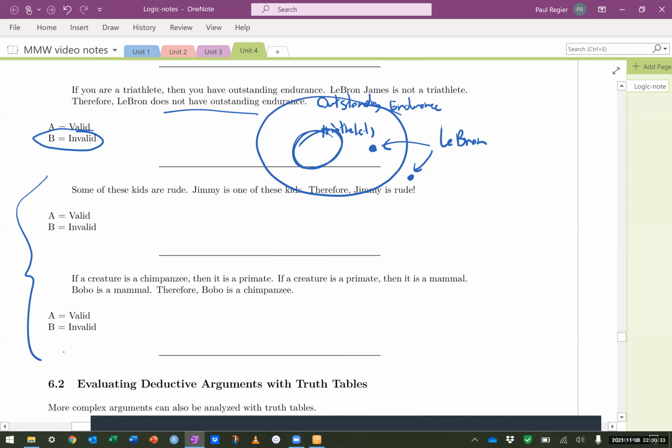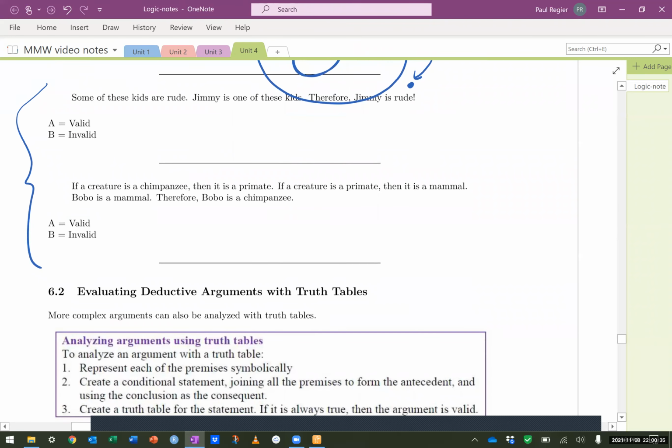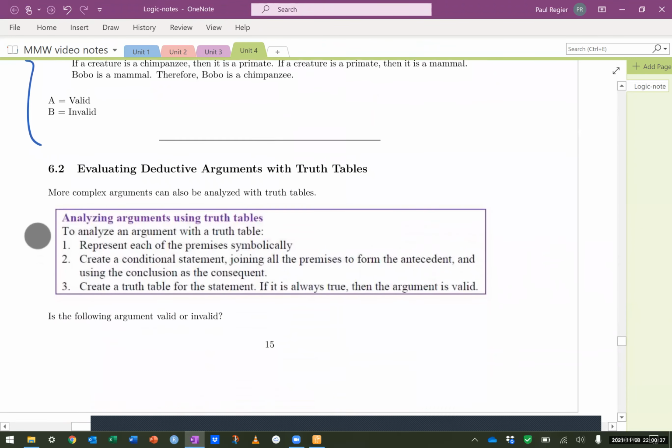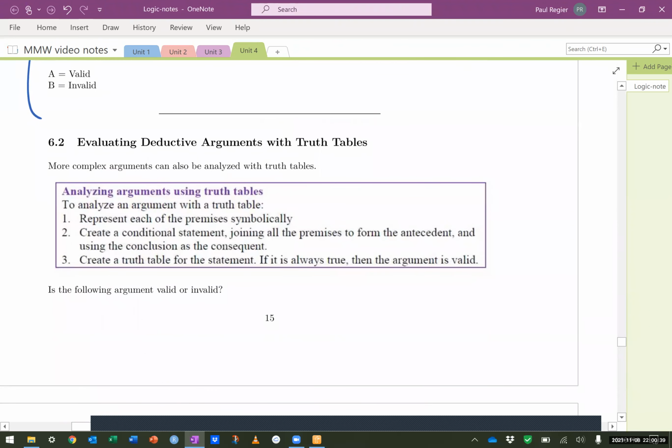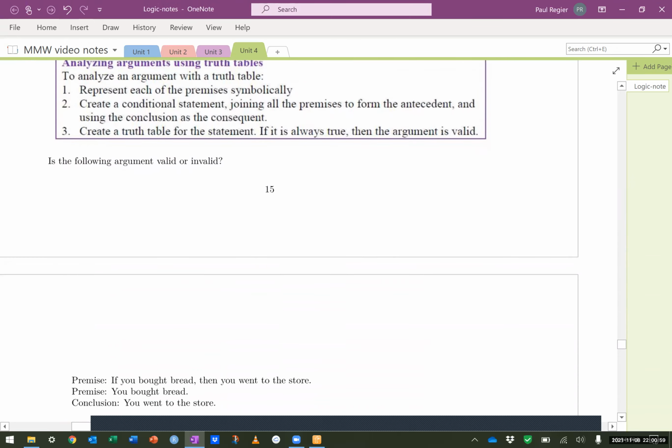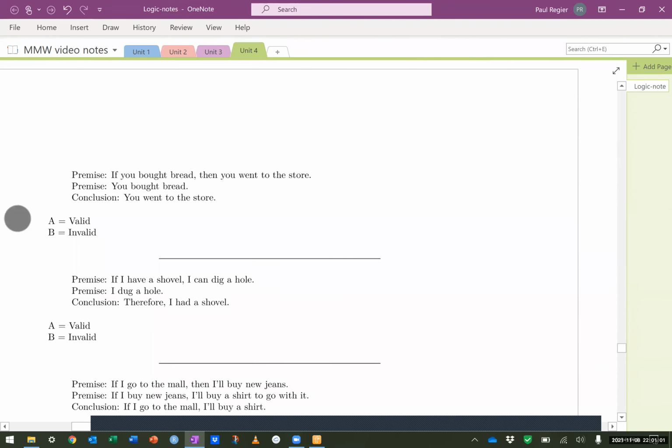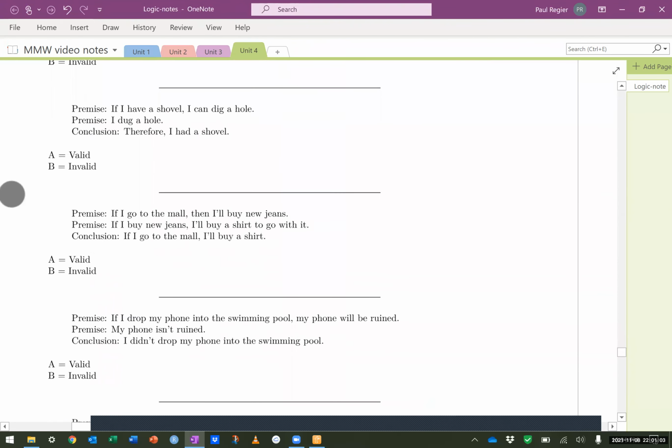Oh, one more tool for evaluating deductive arguments is with truth tables. Okay, so using the tools from the previous quiz, we could break down our statement into logically connected statements and then join them together. So I'll look at these examples here. I'll do 2 of them for you guys and then 2 on the quiz.